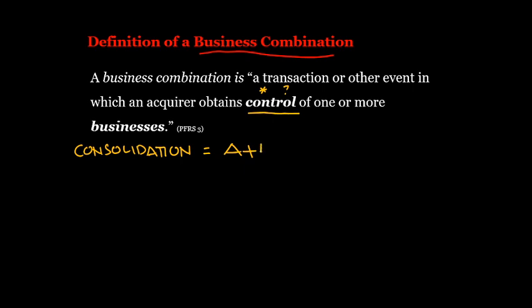Okay, so consolidation is when two or more entities combine and they form a new entity. So what will happen to the old entities? They may be dissolved, and continue as separate divisions of the newly created entity. So that is consolidation. Business combination by consolidation.